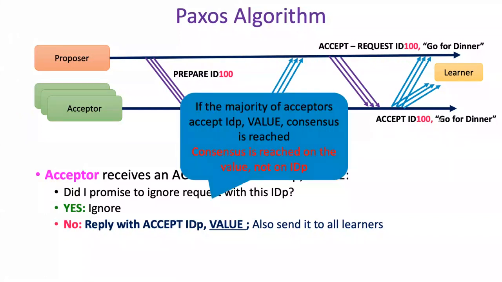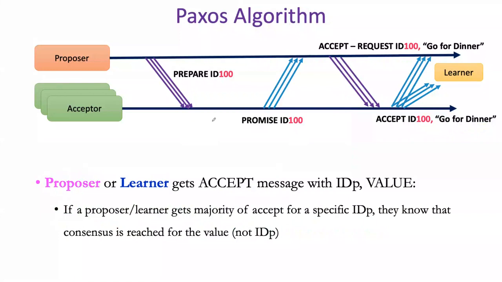So this is the basic algorithm of Paxos: if the majority of acceptors accept the proposal and the value, then they reach the consensus. Every agreement is done. So consensus is reached on that value, not on the ID. Consensus is reached on the value that is go for dinner. Right? After that, they try to execute it, the proposer or the learner. Everyone becomes a learner in this case.